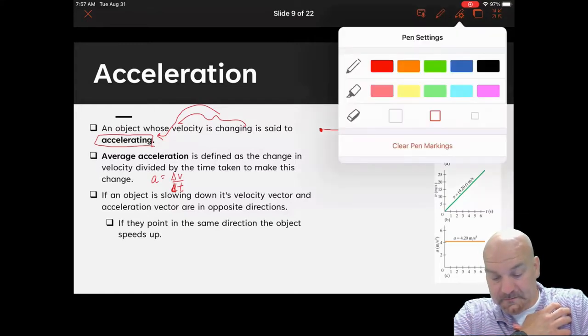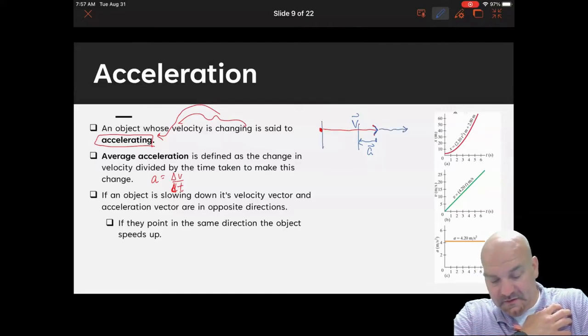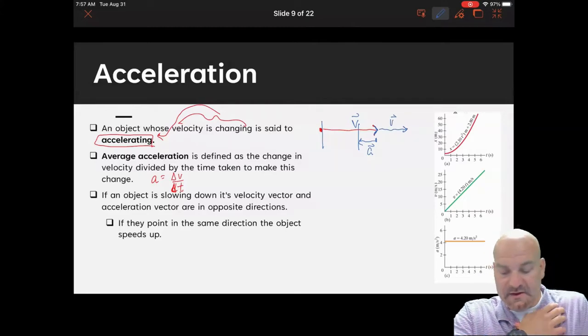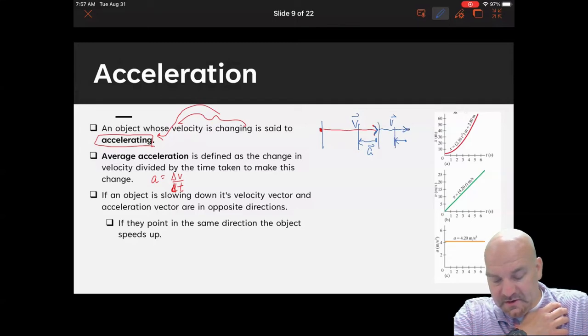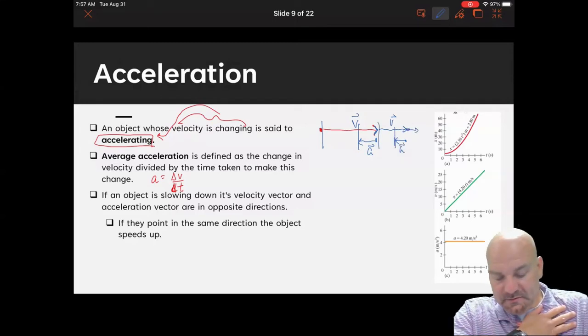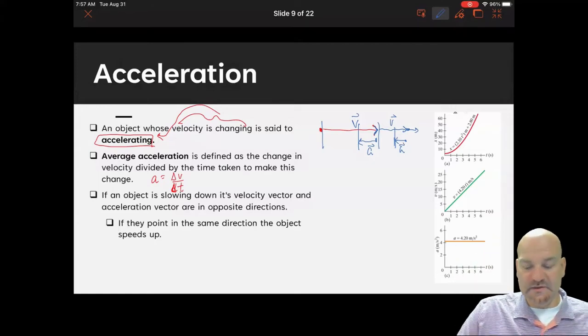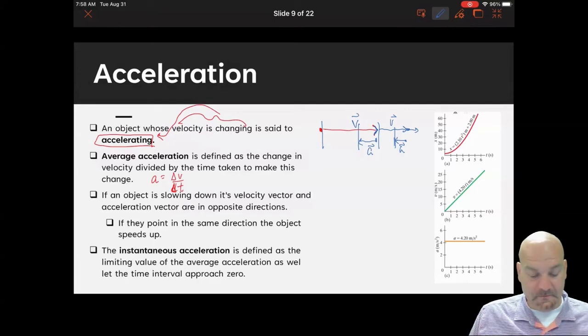So then this new vector, my new velocity, is that size, and after a second, it becomes that. Then again, if we have the same acceleration, my next vector would be that short, until we get to zero. Now, if they point in the same direction, they speed up. So if I flip-flopped all this, the object is going to be speeding up.